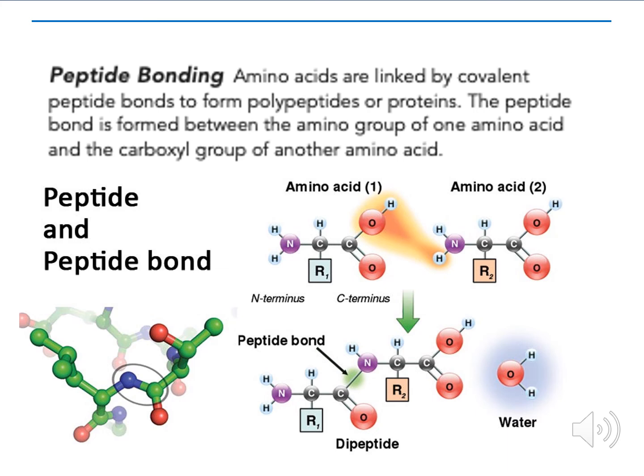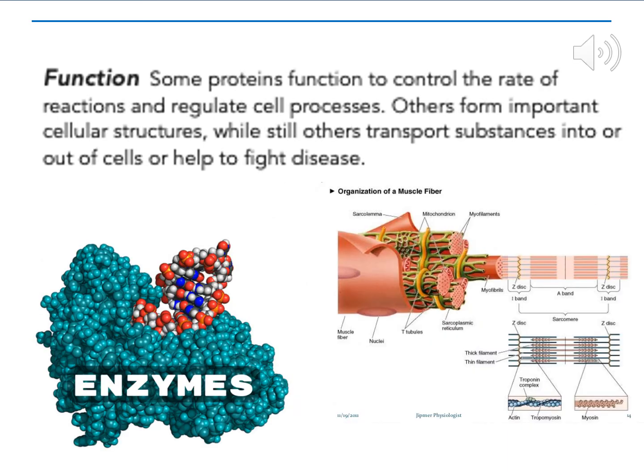The peptide bond is formed between the amino group of one amino acid and the carboxyl group of another amino acid. Some proteins function to control the rate of reactions and regulate cell processes. Others form important cellular structures, while still others transport substances into or out of cells or help to fight disease.